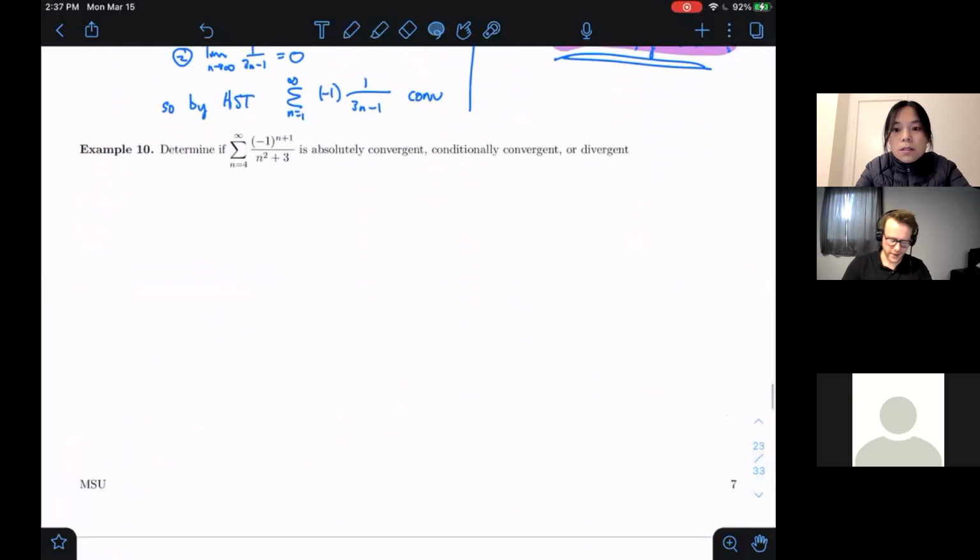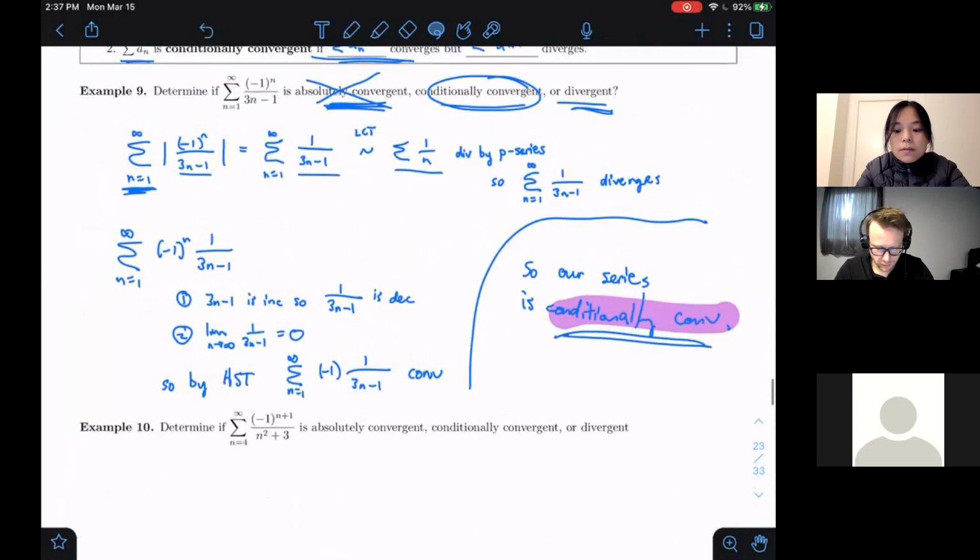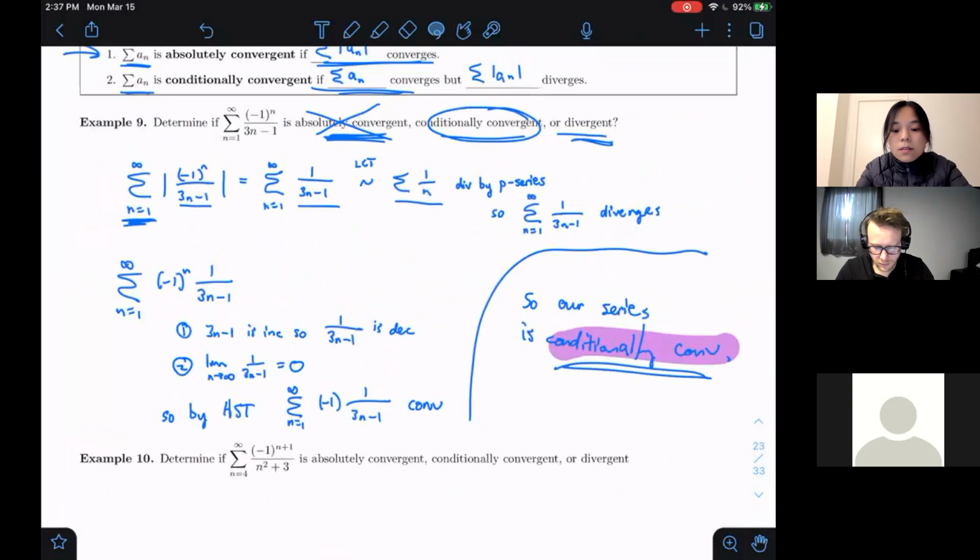Thank you, Professor. Could you show real quickly, graphically, what those would look like in absolutely convergent versus conditionally convergent? Graphically. Would they look the same? Yeah, would they look the same?